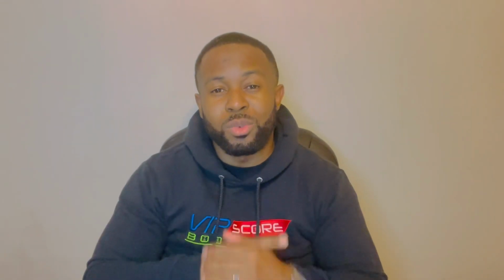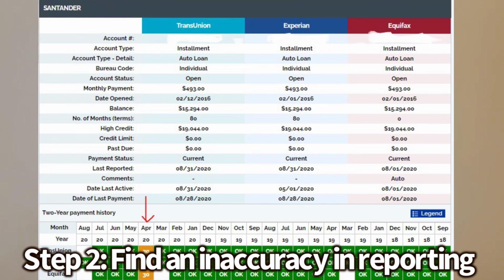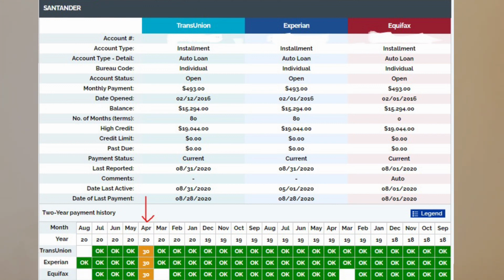So we're gonna start with this one. This is an Identity IQ credit report for the Santander account. Take a look at this. What we're looking for is we're trying to find inaccuracies, something that doesn't add up. Take a look at these different fields. You got account status, monthly payment, the date the account was opened, the past due amount, the payment status, the date of last activity, the date of your last payment. All these details need to match up completely across the board with TransUnion, Equifax, and Experian. And if they're not adding up, then that is a reason for you to be able to dispute.